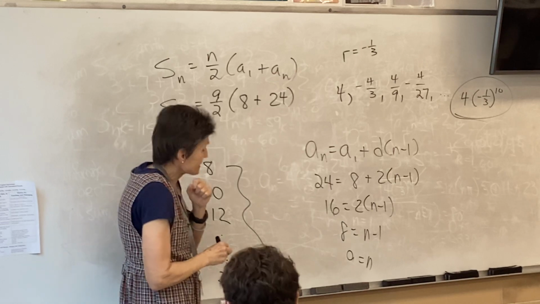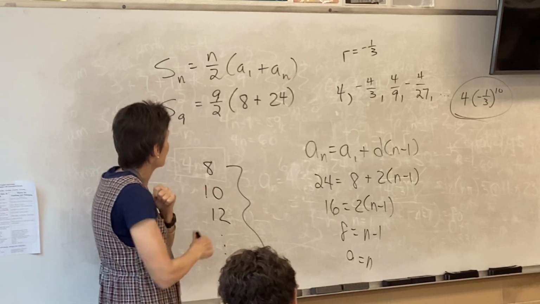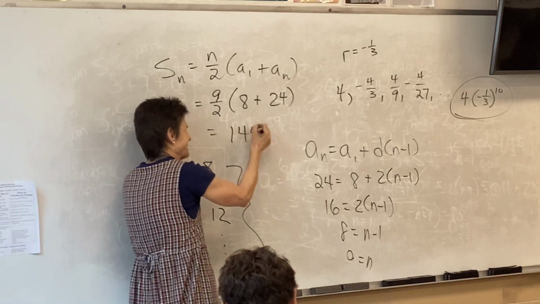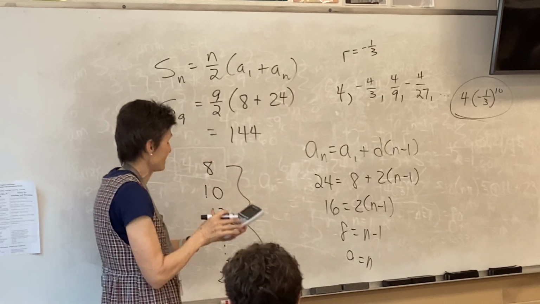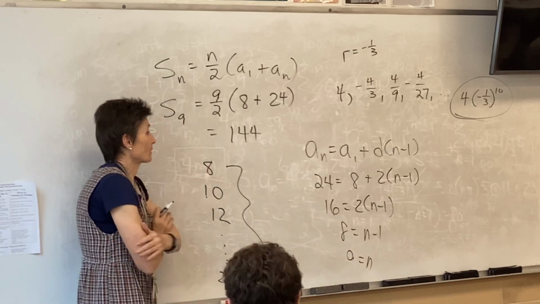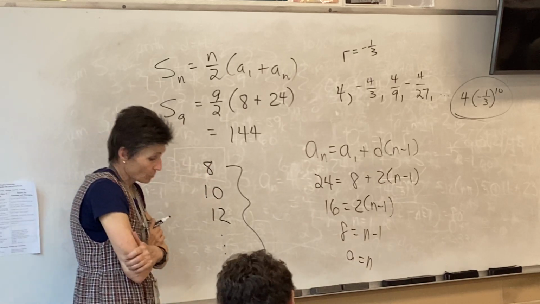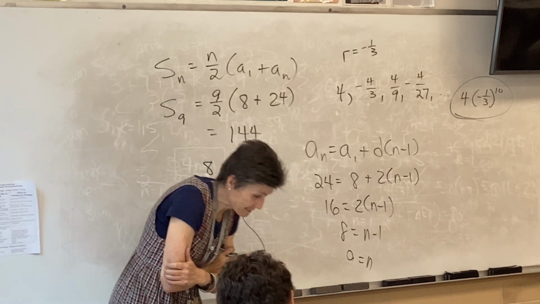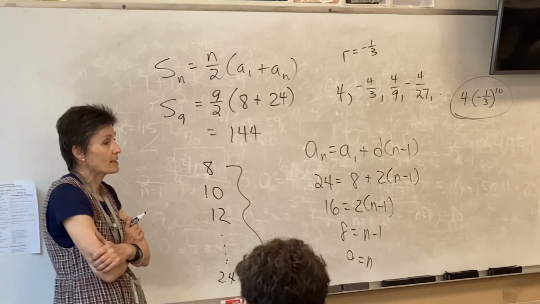And what is that? 32, 16 times 9, is that 144? Yeah. Let me see. That's right. Is that right? Yep. So the question was, how many seats are in the entire section? The answer is 144.